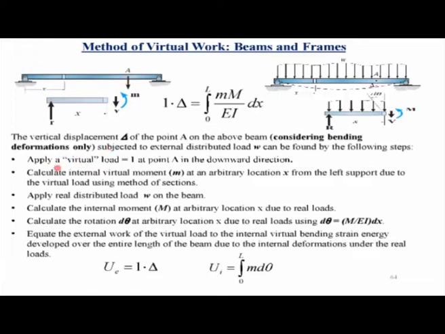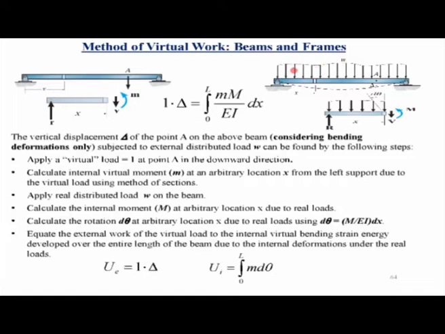In the same manner, we apply a virtual load of magnitude unity at the point where the deflection has to be calculated, and then calculate the internal virtual moment at any arbitrary location x from the left support due to the virtual load using the method of sections. So you apply that virtual load of magnitude unity and calculate the moment at any section x. That is represented by this function small m. So m will keep on changing over the length of the beam and it will be a function of x.